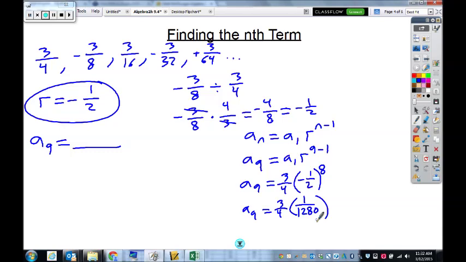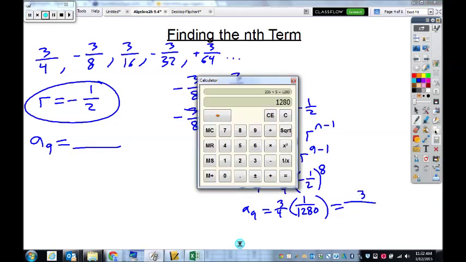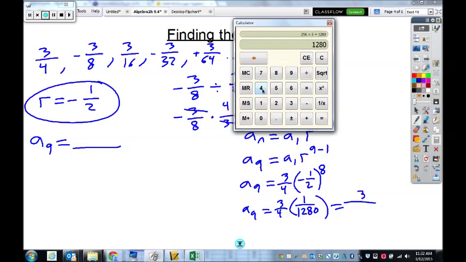So now we're going to multiply across. 3 times 1 is 3. And then, pull my calculator back up. 4 times 1280 is 5,120.